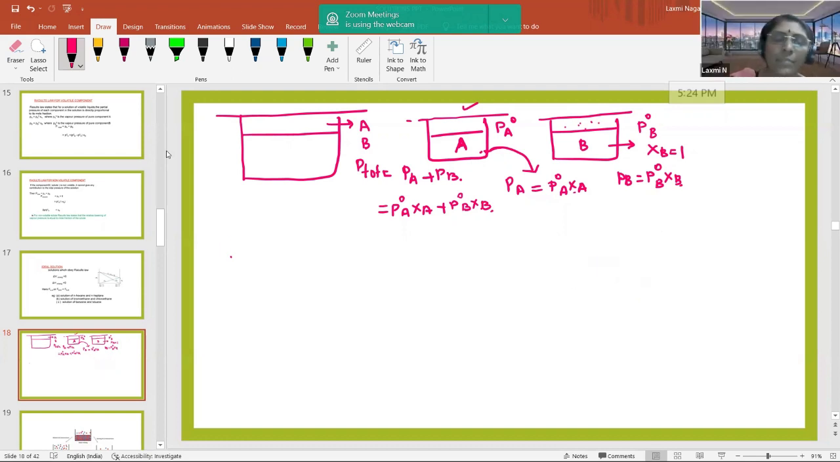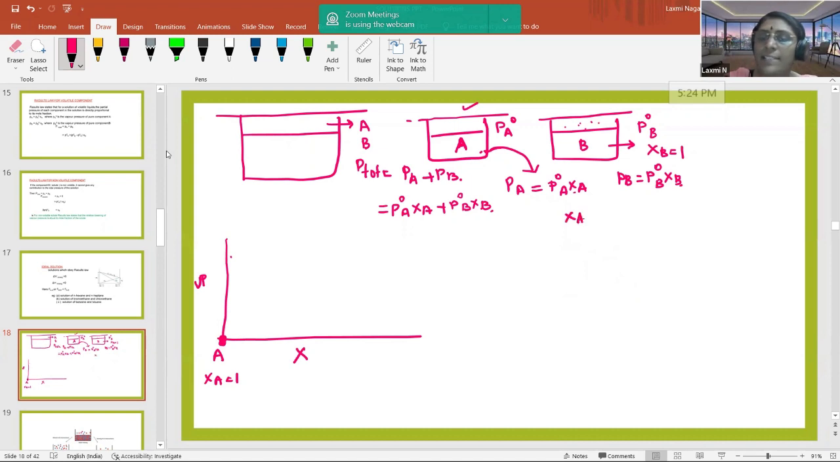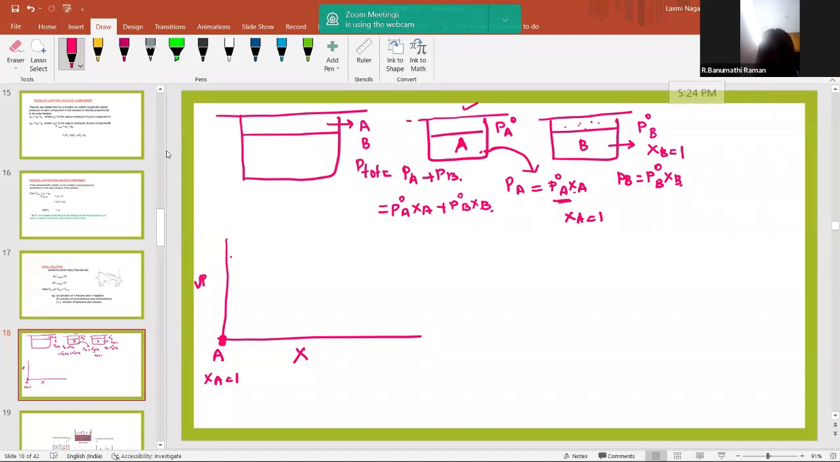So what I tell them is, let me take only component A, chi A is equal to 1. And here I will represent the mole fraction and here the vapor pressure. So when chi A is equal to 1, what is the vapor pressure felt? P naught A. So P naught A is marked here.